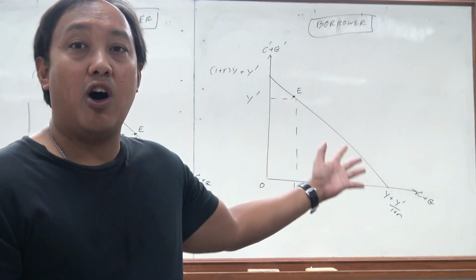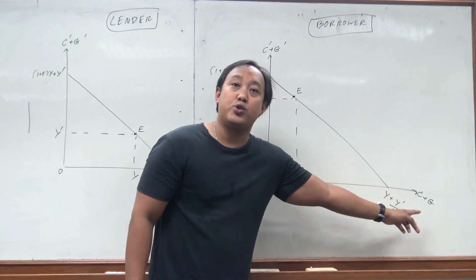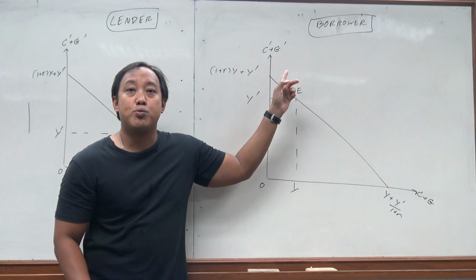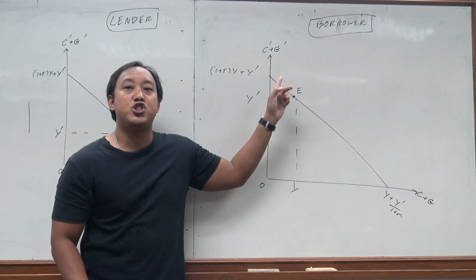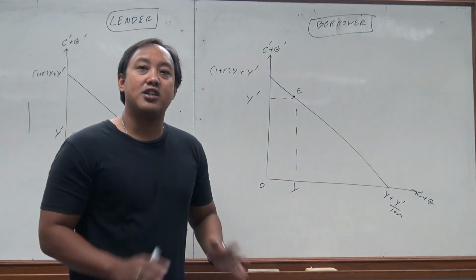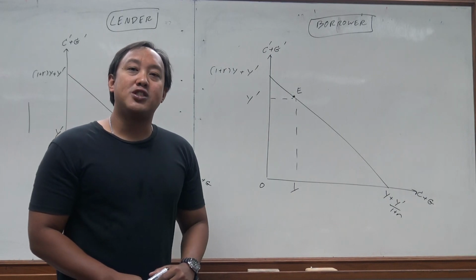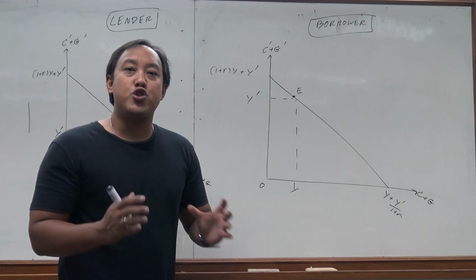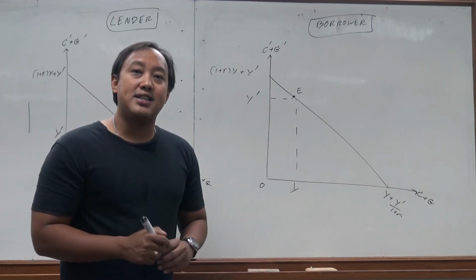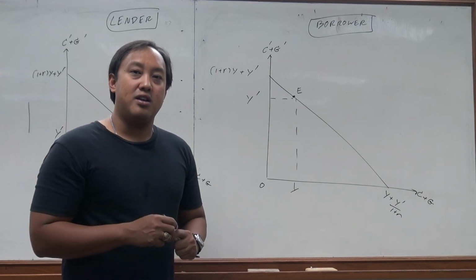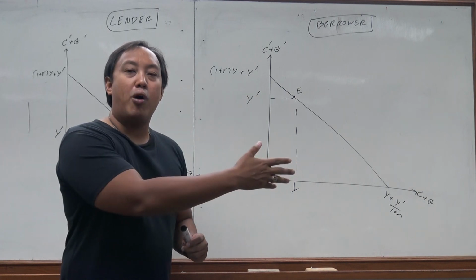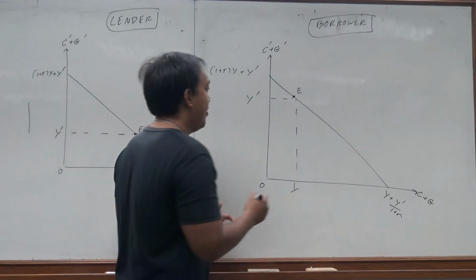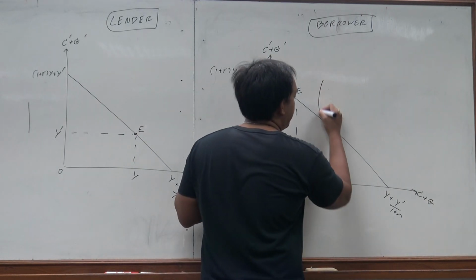As you can see, on the horizontal axis is today's spending, consumption and government spending, and on the vertical axis is tomorrow's spending, C prime and G prime. Every country prefers smooth spending. Smooth spending means today's spending and tomorrow's spending should be very close or the same. So the equilibrium point, on both the borrower and the lender country, should be in the middle of the graph, which is going to be here.